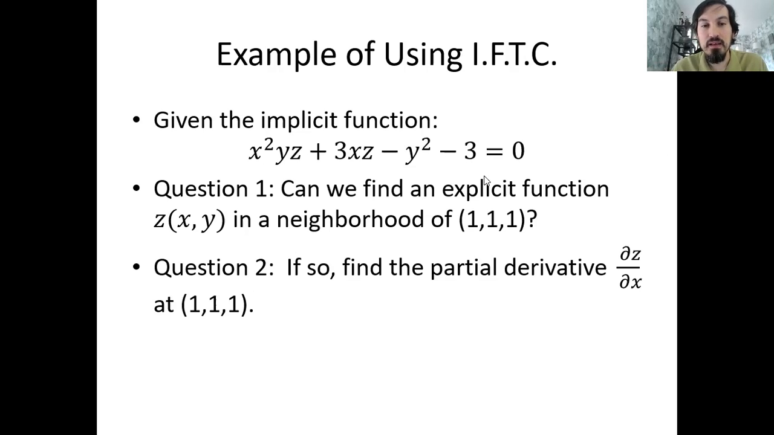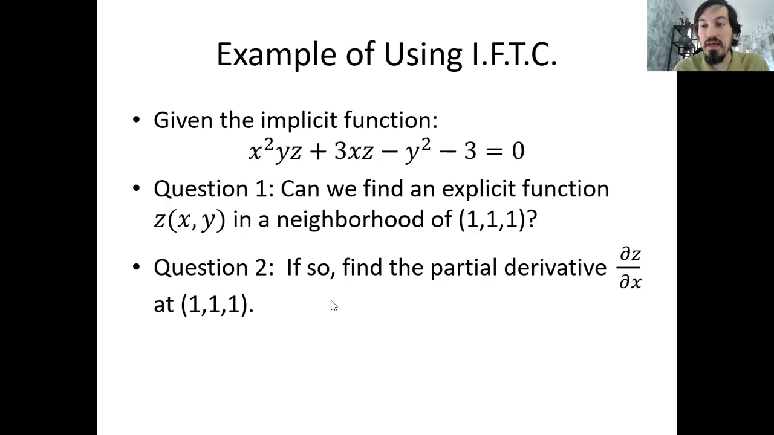I'm fine waiting. And just as a preview, to answer question 1, what are you going to use? The implicit function theorem. You're going to see, let's call this f. I need the partial of f with respect to z to not be equal to 0 at this point. That's what I need for question 1.